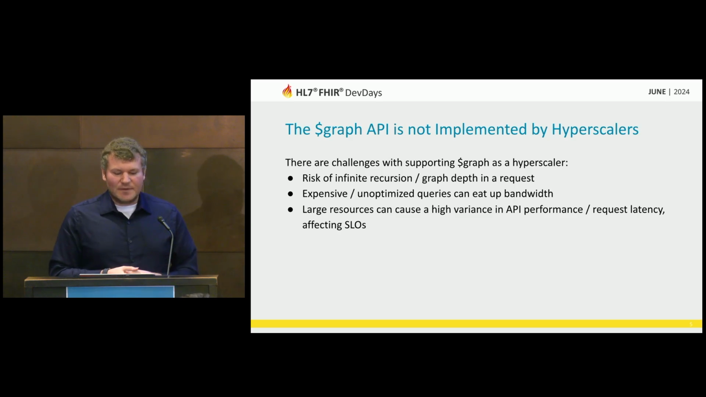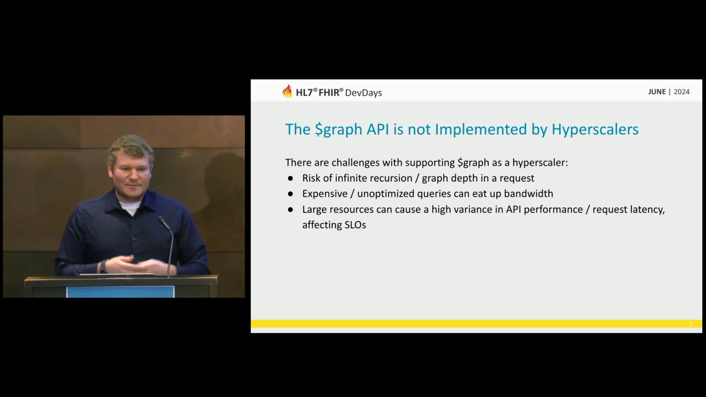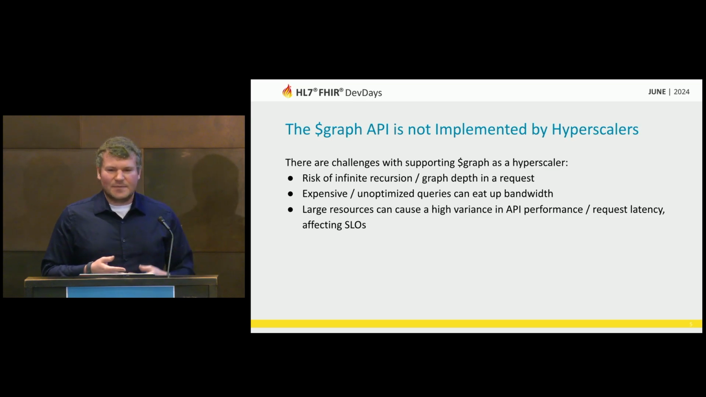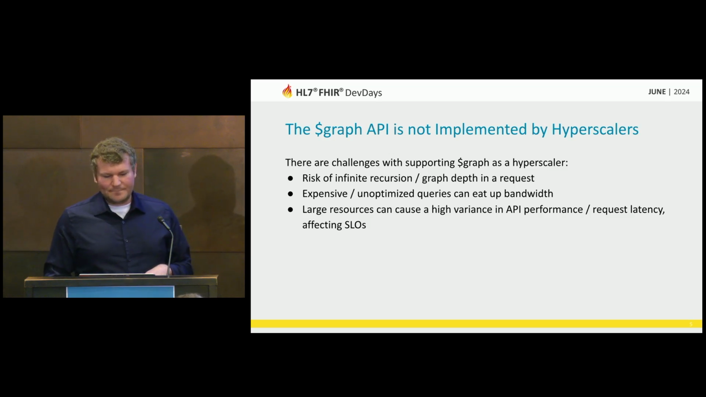The graph that they send you could be expensive or it could have unoptimized queries that eat up bandwidth. So maybe the first search they do at the root node is grabbing 1,000 patients, and then now you're recursively doing an arbitrary number of recursive searches on 1,000 patients. So you're going to eat up network bandwidth, CPU time, memory, all that stuff. And again, large resources can be part of those graphs, so that can cause a really high variance in the API performance and the request latency that you're returning. So if you have an SLO to hit a certain latency for 95% of your requests, you're going to have a problem when you're allowing people to send you things that could be returning huge resources.